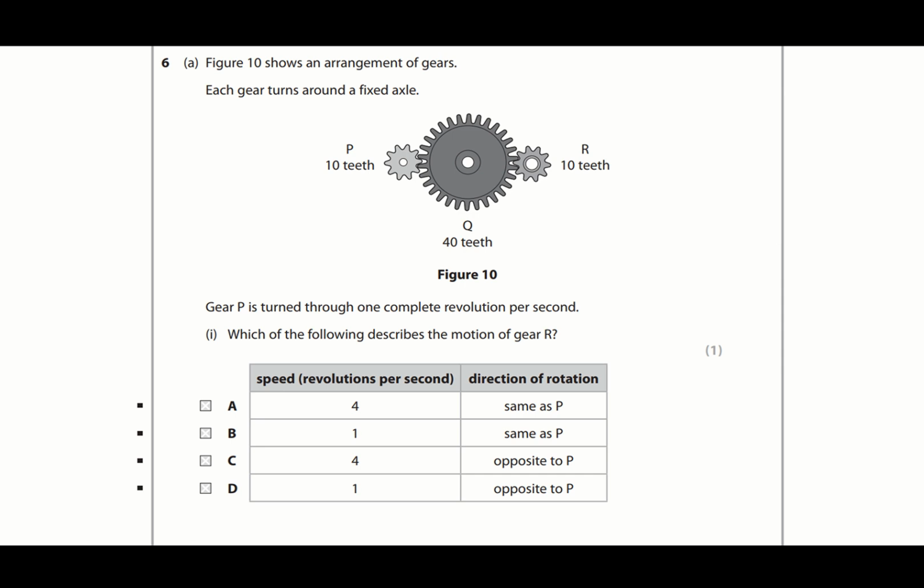Okay, question 6. Hope you noticed to use PowerPoint this time because of my dodgy writing. Figure 10 shows the arrangement of some gears. Each gear turns around a fixed axle. Now, we haven't done this part yet. I've only just taught some of you gears.